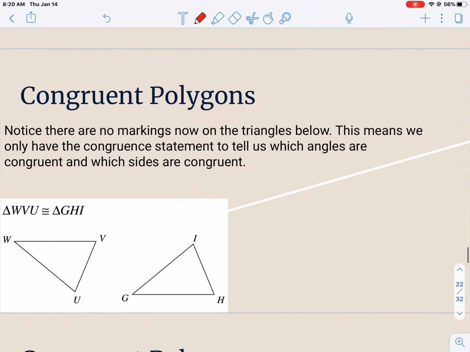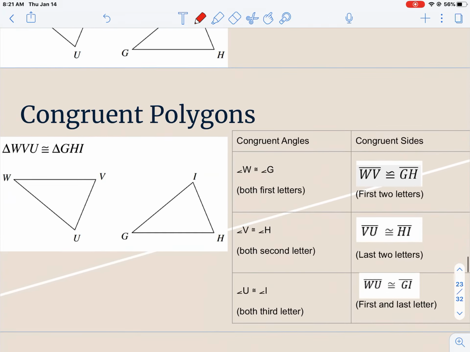Okay, so if we look at this next set of triangles, notice there are no slashes, there are no arcs. But they do give us a statement here. That statement is going to tell you everything you need to know. As long as you have that statement, you do not need any slashes or arcs, because that statement tells you where the slashes and arcs should go. So if we look down here, I made a table just like we did in class yesterday.